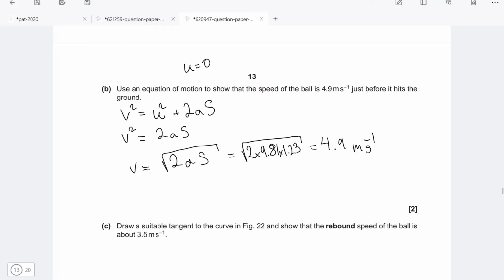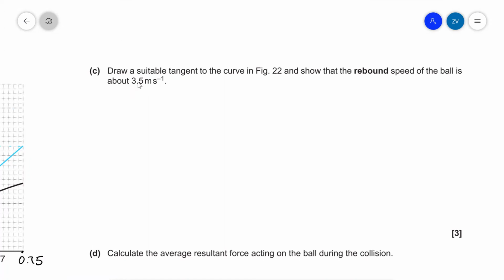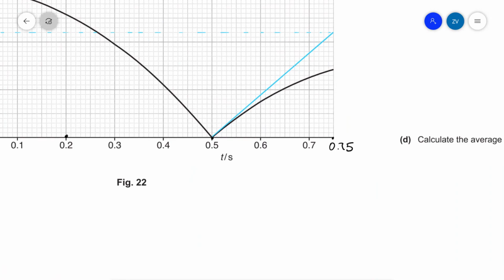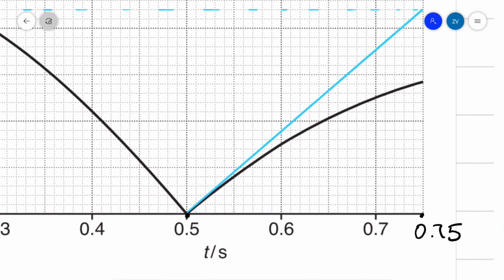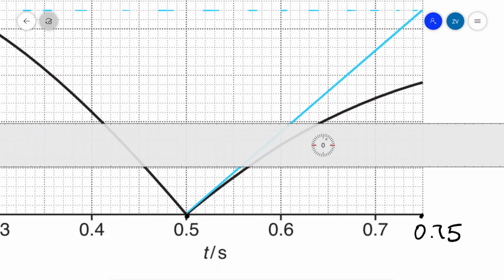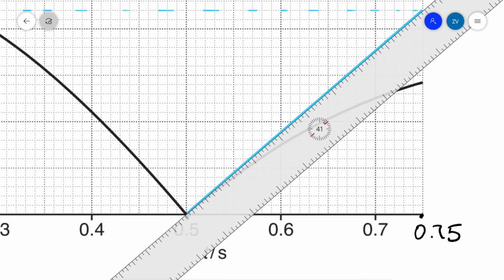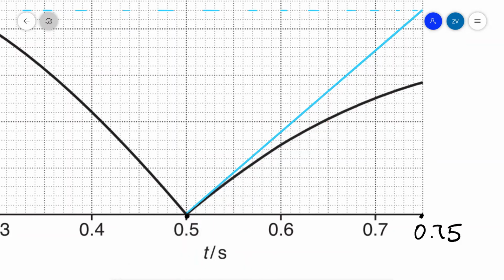Okay, so the next part is asking us to draw a suitable tangent to the curve in figure 22 and show that the rebound speed of the ball is about 3.5 meters per second. Well, I've done this over here, drawn the tangent, and what we need to do for this is to align our ruler with the very moment when the ball rebounds. Now the gradient of this line that I have over here will tell me the speed of the ball at the moment at which it's rebounding.